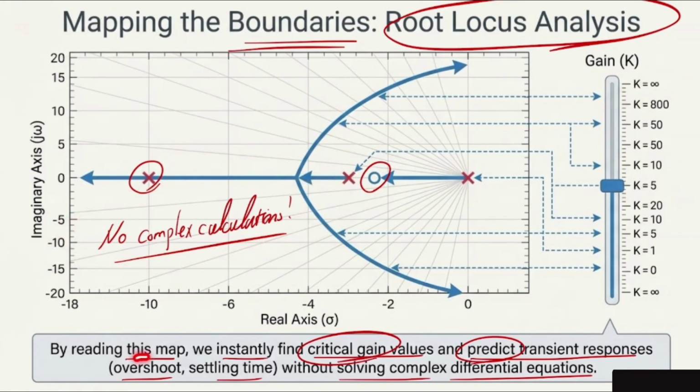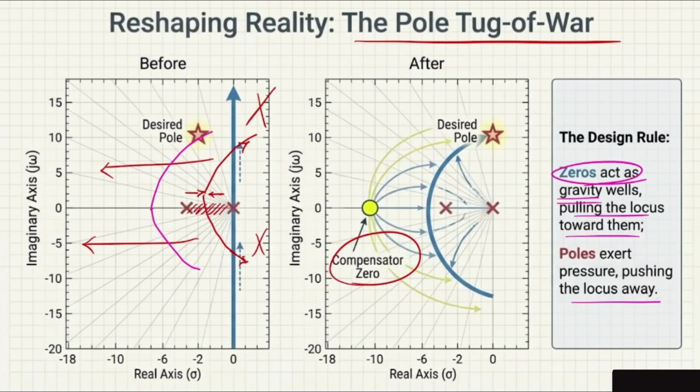By reading this map, the map that we just drew, and based on increasing k, obviously the positions of poles will change, because poles are the DNA of the system. Zero is just there by itself, but poles are the DNA, and they will move based on k. So we instantly find critical gain values and predict the transient responses. We will talk about it, by the way. We have overshoot, we have the settling time, without solving any complex differential equation. So that's the reason we use root locus analysis.